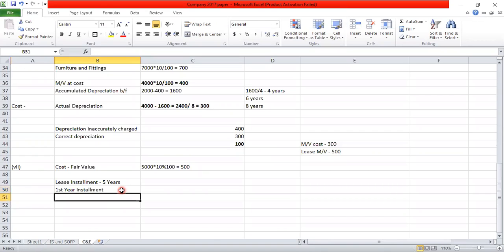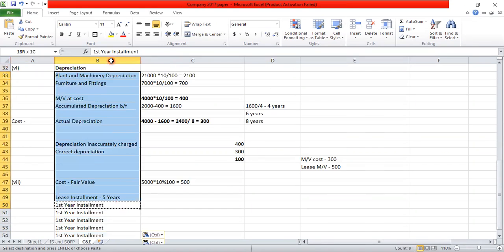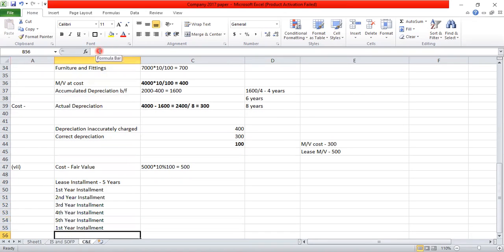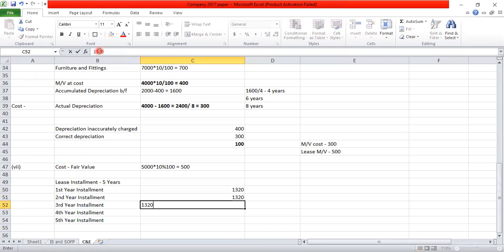So let me move on to the first year installment. I want to lay out the installments for 5 years. I'll consider this as the first year, this one as the second year, third, then fourth, then fifth. So I'm done with the 5 year installments. What is the installment amount for a year? 1320. As you all know, this basic amount, I will record the same amount in all the following balances.